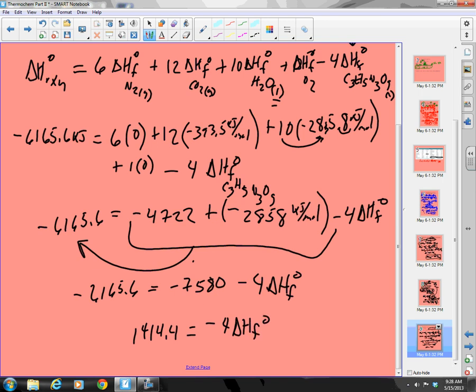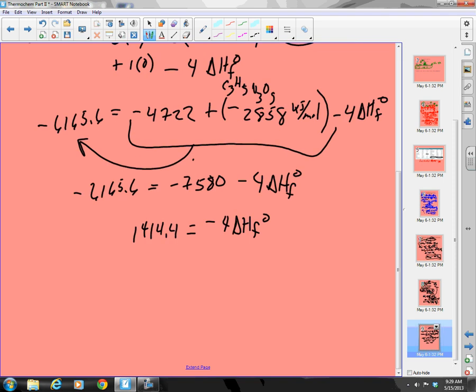Let's make sure that's right. Does that look right? Looks pretty right to me. 7580 minus 6165.6. Good. So then I divide both sides by 4, and I get an answer of my delta H of formation for C3H5N3O9 liquid is equal to a negative 354 kilojoules per mole. Got it?